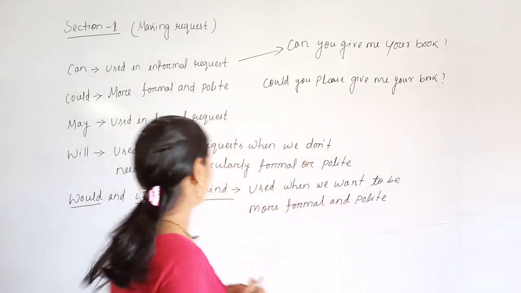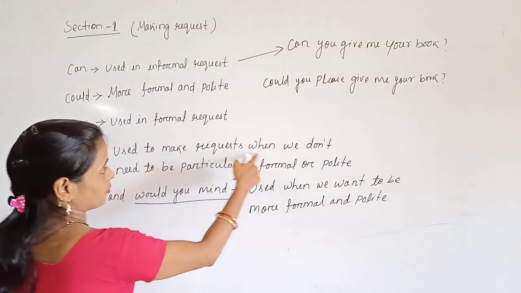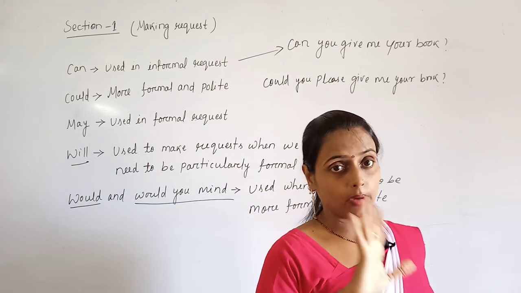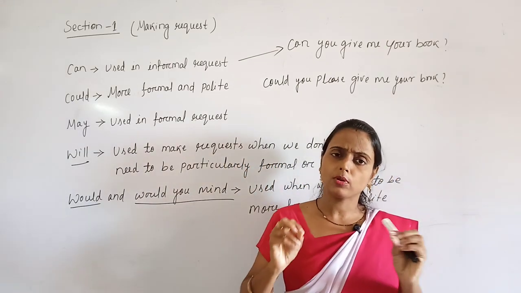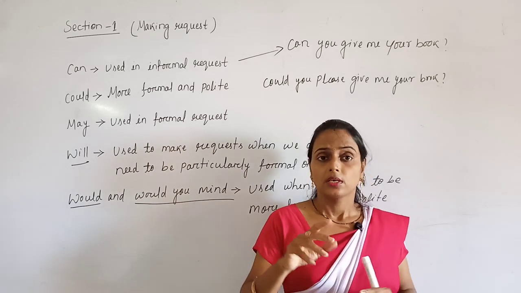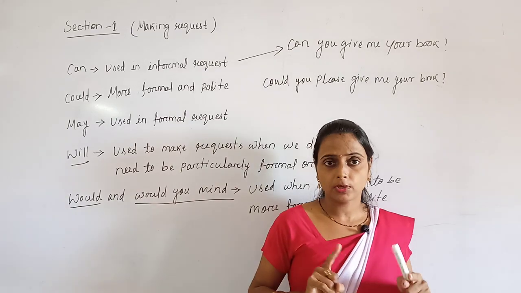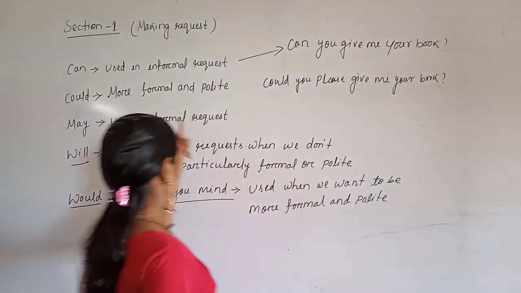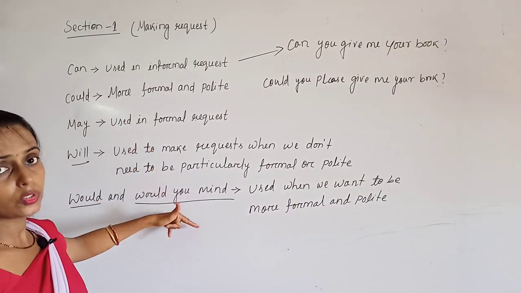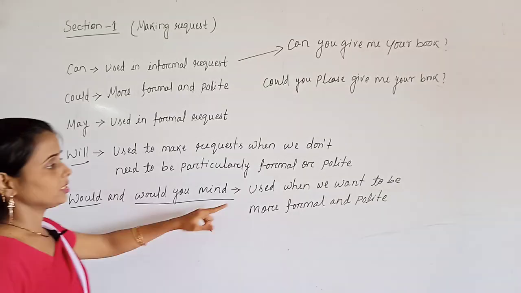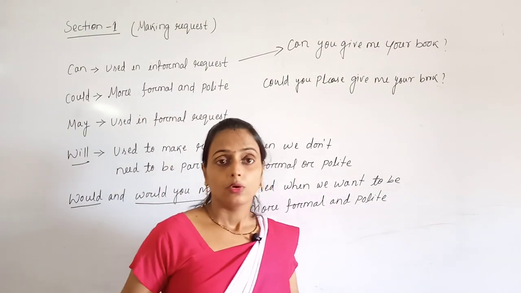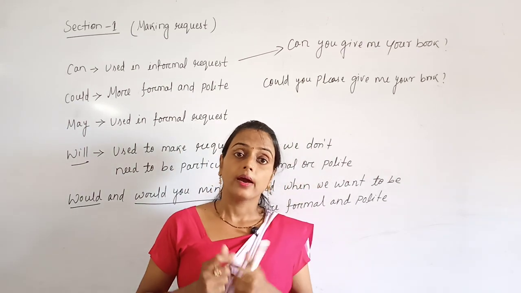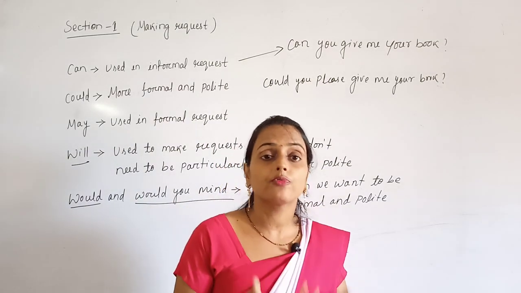Will, I had told you, is used to make request when we don't want to be particularly formal and polite. Will is also formal and polite, but we don't want to be particularly polite and humble. Means you are asking someone, will you go to market with me? If the person says no, it's okay, you are not making any other request. Got it? So, these are the modals used to make request. Would and would you mind are used when you want to be more formal and polite. Would you please do it for me? Would you mind giving me your book? Okay. So, all these sentences express more politeness and more formality.